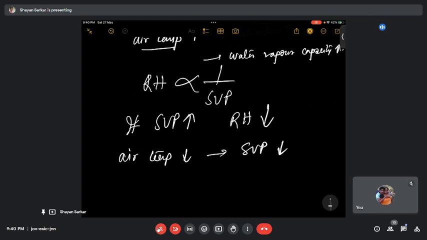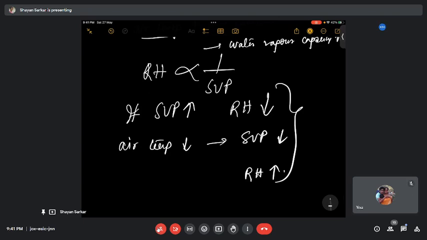And now if temperature decreases, SVP will also drop. So as a result, RH value will increase. Okay, and for this condition, we are thinking that the water vapor content is unchanged. Water vapor content is unchanged. Clear? Decrease in air temperature raises the relative humidity. Okay. Clear?